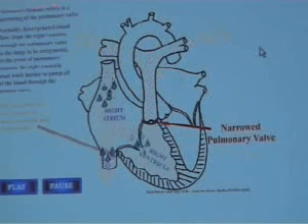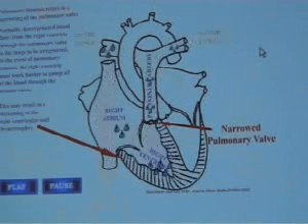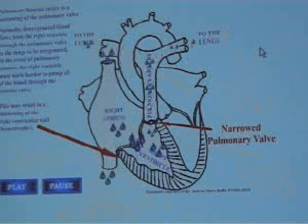Pulmonary stenosis, and there's text over here. I'm not even going to read it. If you guys can see it, I'll let you read it yourself.